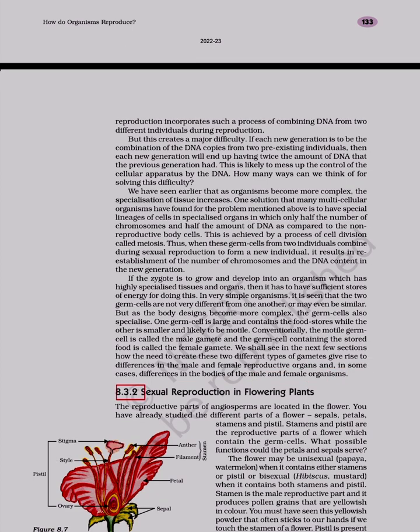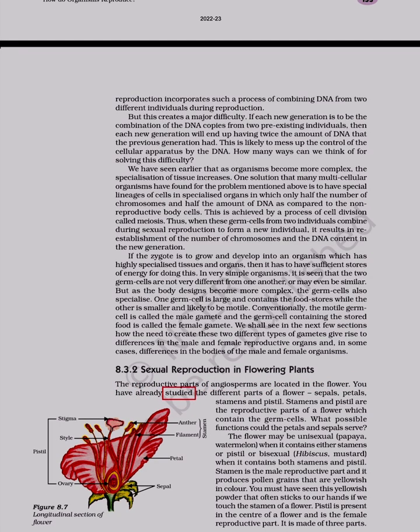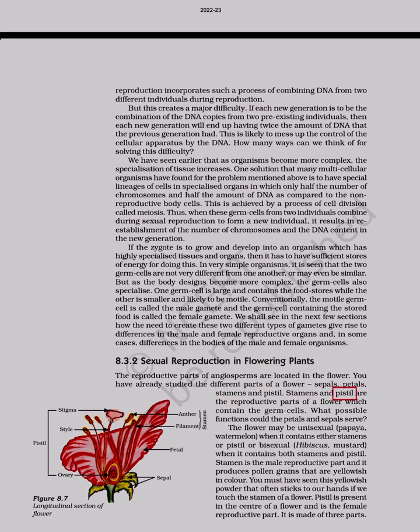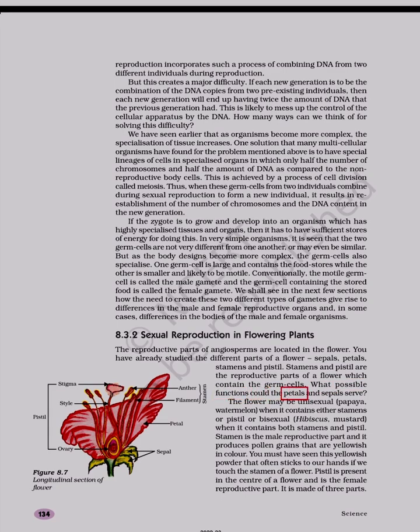8.3.2 Sexual reproduction in flowering plants. The reproductive parts of angiosperms are located in the flower. You have already studied the different parts of a flower: sepals, petals, stamens and pistil. Stamens and pistil are the reproductive parts of a flower which contain the germ cells. What possible functions could the petals and sepals serve?